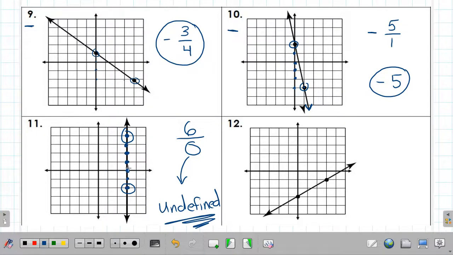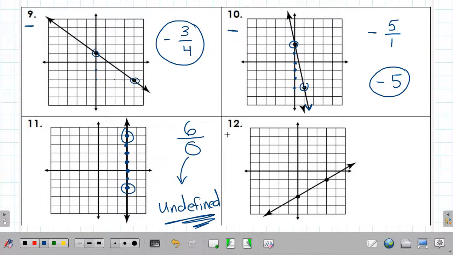Okay. You could have chosen any points on the line. It actually doesn't matter. If you go in between any 2 points, it doesn't matter because the bottom of the fraction, so your denominator, is always going to be 0. So that means it's always going to be undefined.